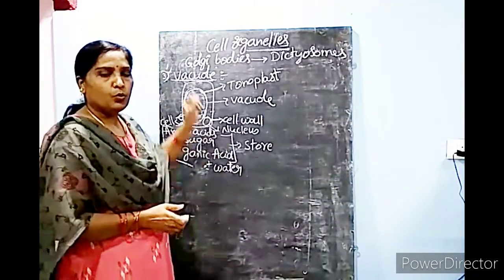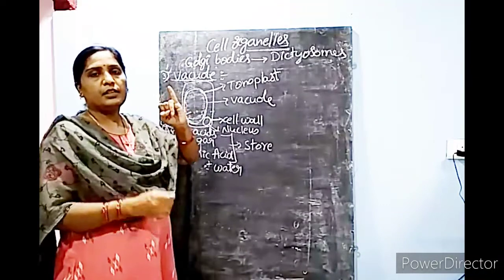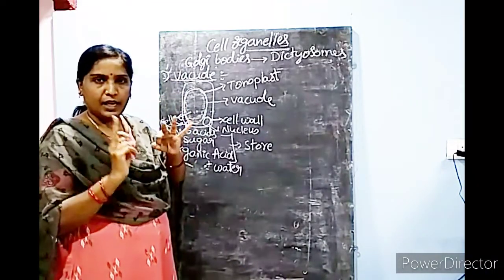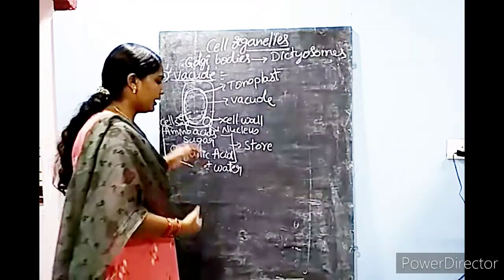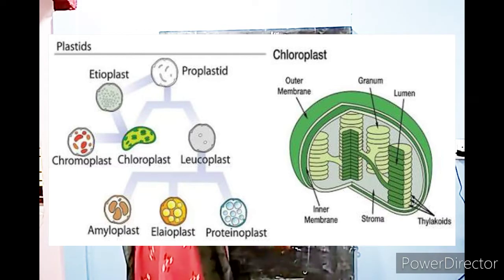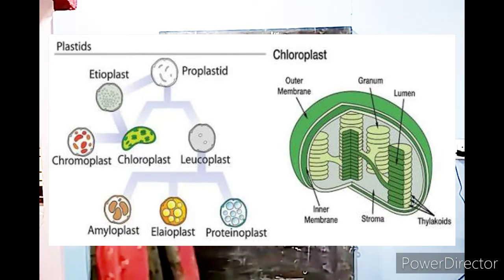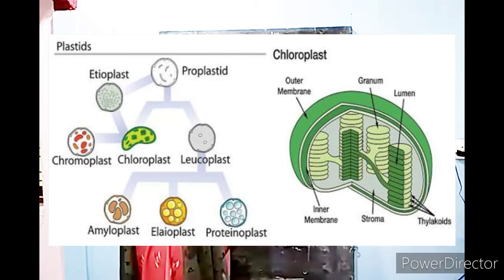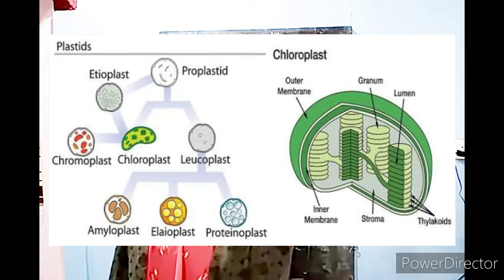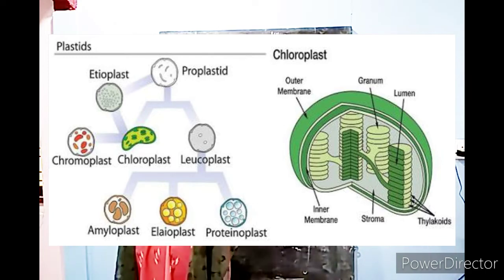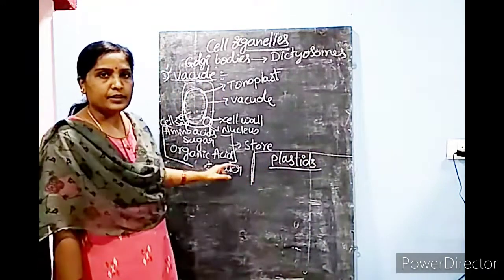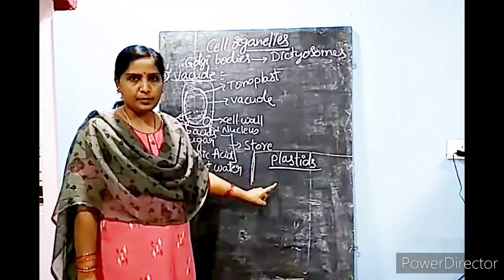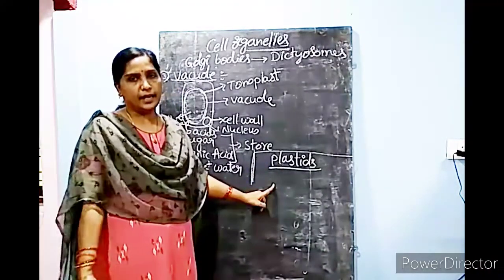So understood now? One is Golgi bodies we discussed. Next lysosomes we discussed. And then vacuole we discussed. Now we'll see one more cell organelle, which is very important and present only in the plant cells. These are plastids. The next cell organelle is plastids. Plastids are present only in the plant cells. They are absent in animal cells.